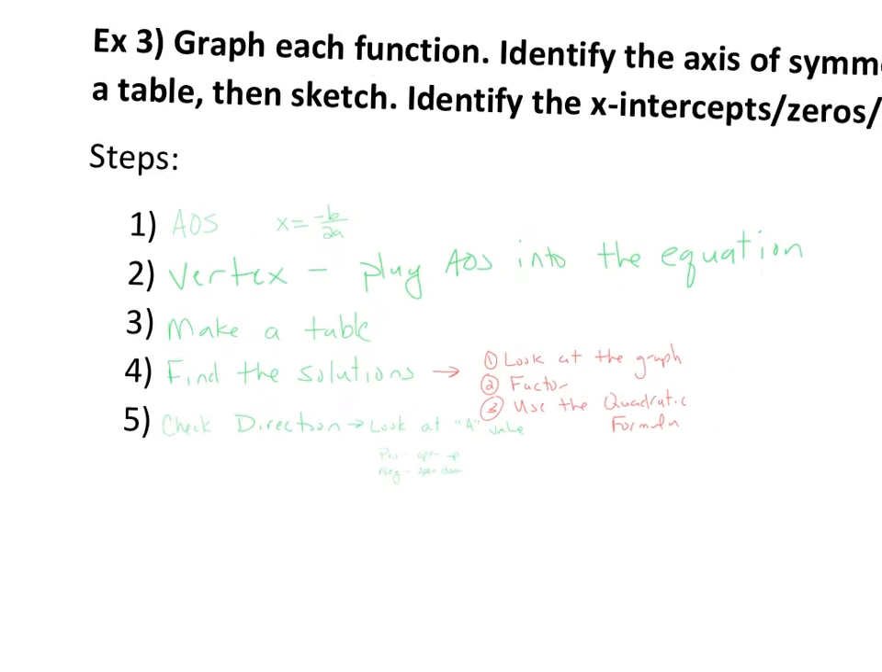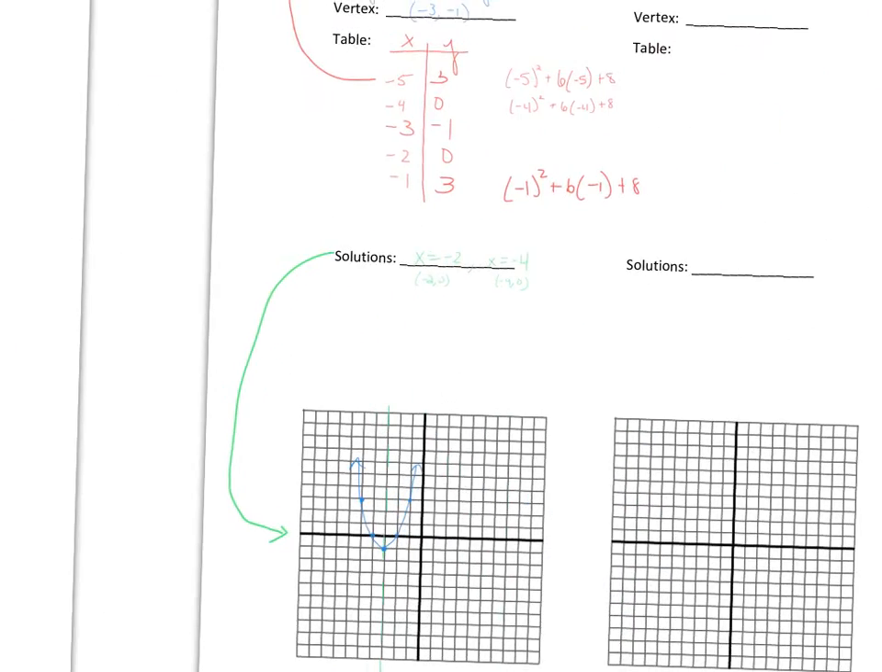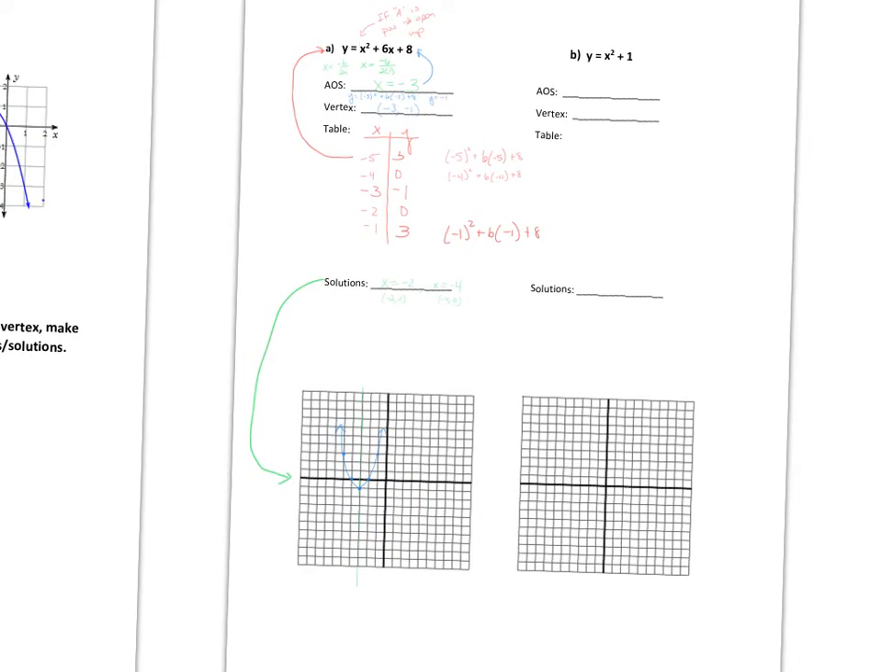All right, so that's the basic overall gist of all the steps that you need to be doing on these. Now, when we were going through the first example, we talked about how, if this A value is positive, your parabola should open up, which this does. So that's good stuff. All right, so let's go to the next one here.